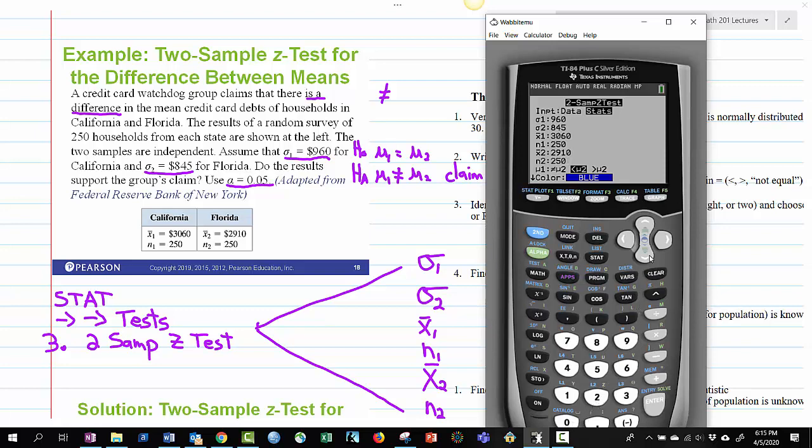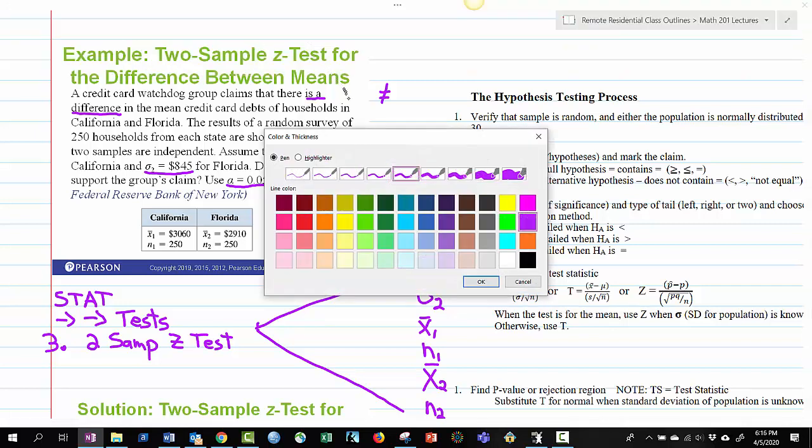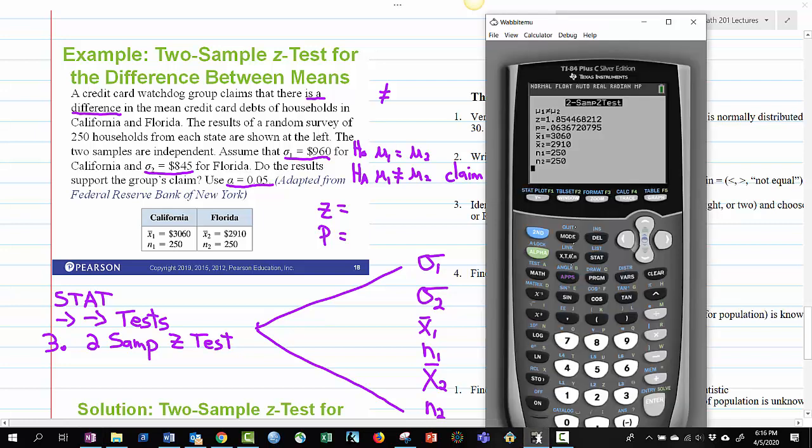All right, now we have to pick what is the alternative hypothesis. Remember, it was not equal to, so I've highlighted that. I'll pick Enter. Then we'll come down a couple times, then click Calculate. All right, so this gives us our test statistic and our p-value. The test statistic is 1.854, p-value is 0.637.